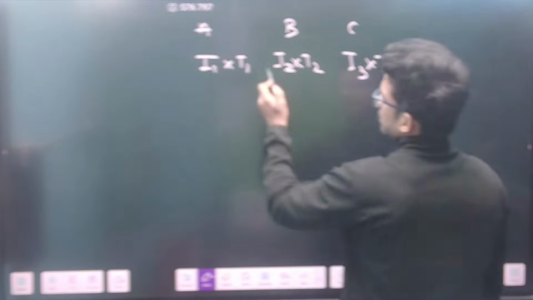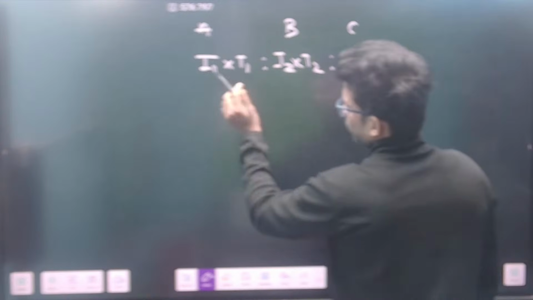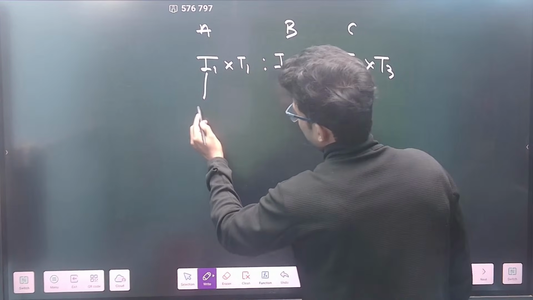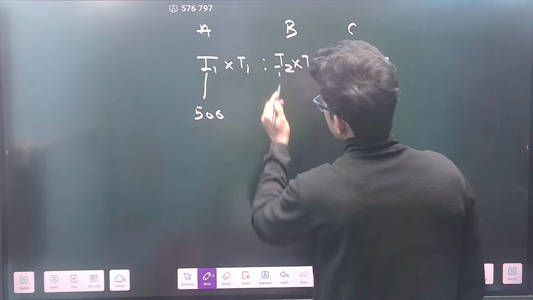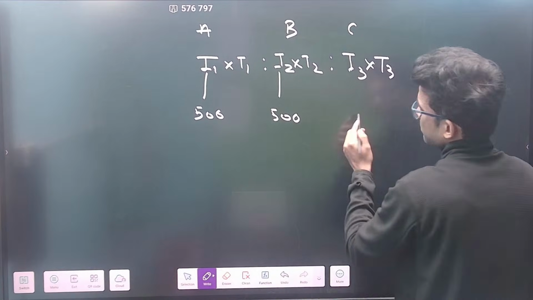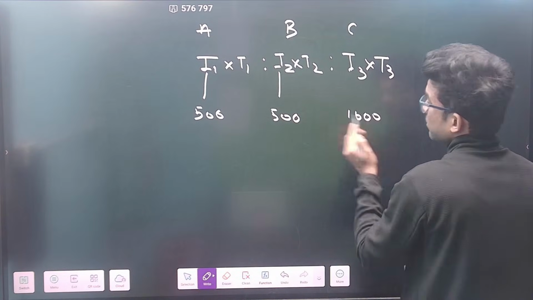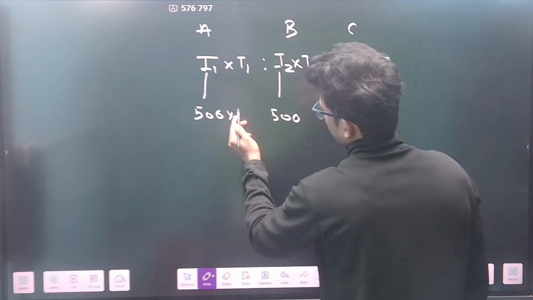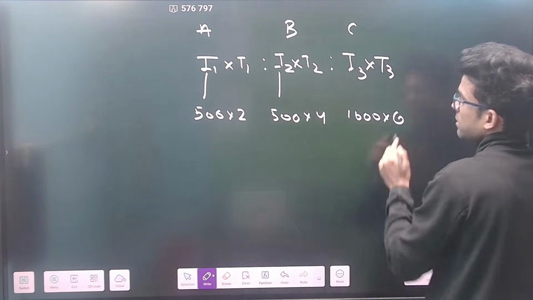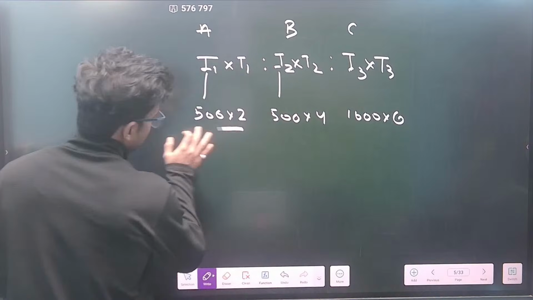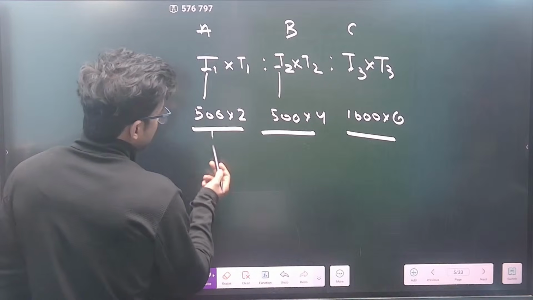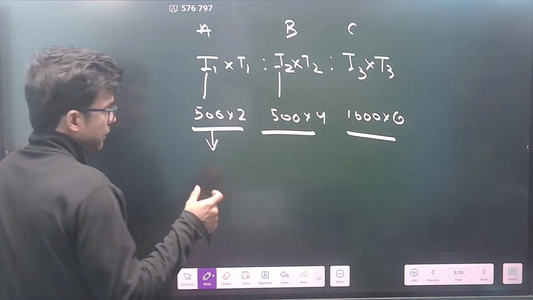So basically, suppose this person's investment is 500 rupees, this person's investment is the same 500 rupees, and this person's investment is 1000 rupees. Suppose this person invests for 2 months, this person for 4 months, and this person for 6 months. Now the whole part, this part and this part and this part, is basically profit sharing. But the point is that you need to make this in the lowest form.